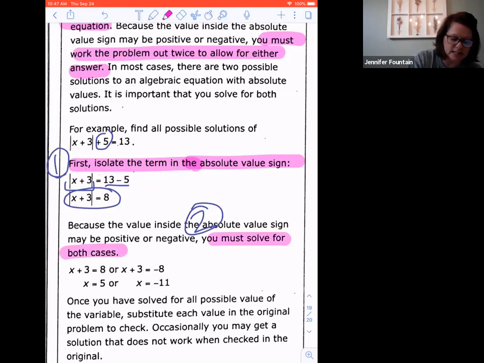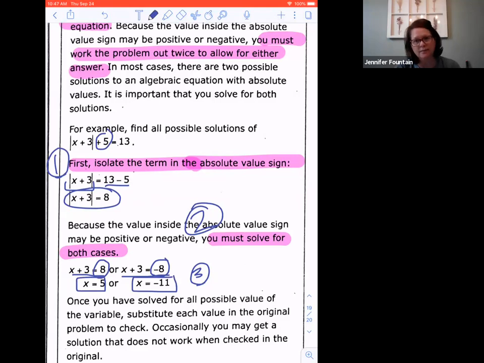Okay, so you can see that what they did is they said that x plus 3 equals 8, or x plus 3 equals negative 8. So notice what they did is they made what it is equal to, you take it as the positive and the negative. Okay, so that's step 2. Step 3, you're going to solve for each. Okay, so you can see that they said that if x plus 3 equals 8, then x equals 5. If x plus 3 is negative 8, then x would equal negative 11.